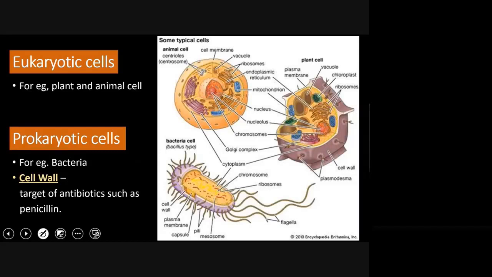So what happens is that you eat antibiotic. Your doctor will prescribe antibiotic. What does the antibiotic do? The antibiotic is to kill the bacteria, and the target of the antibiotic is the cell wall of the bacteria. But of course, not just bacteria. You eat Panadol. Panadol does not target the bacteria. It targets something else in your body.